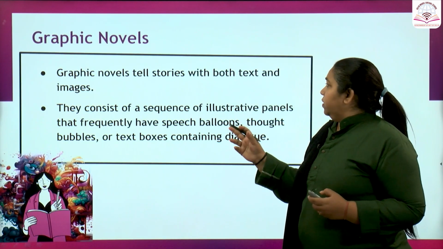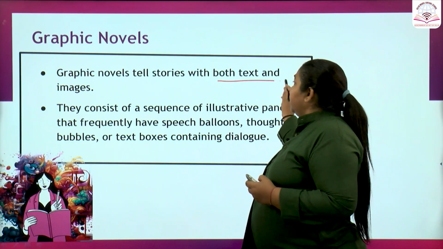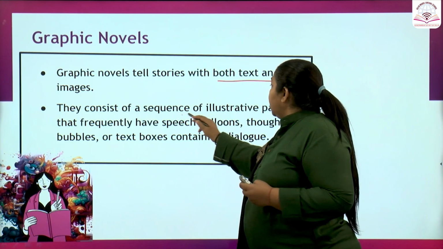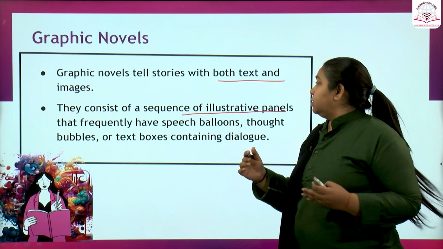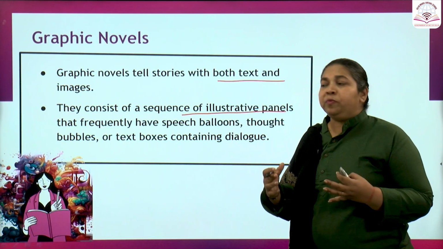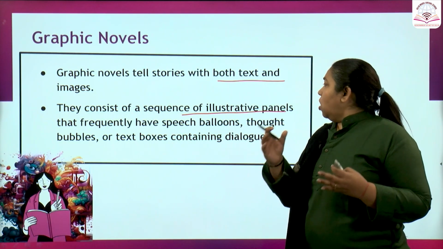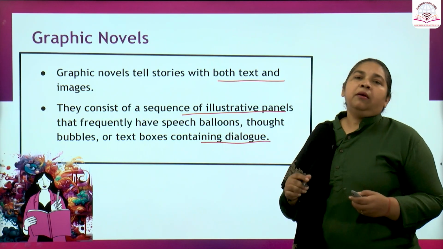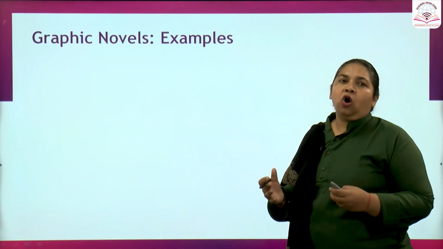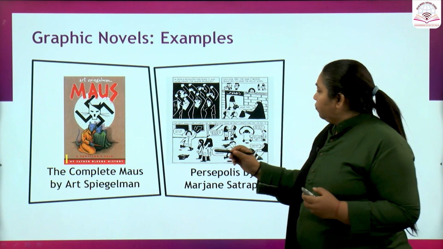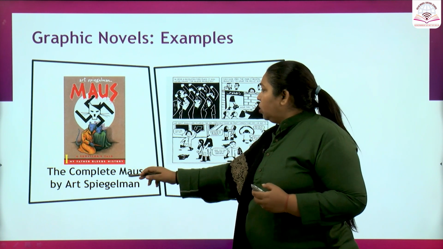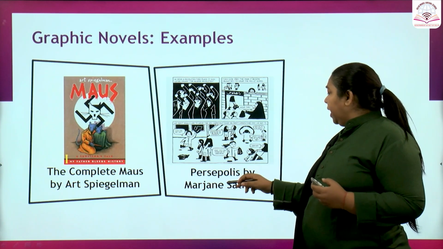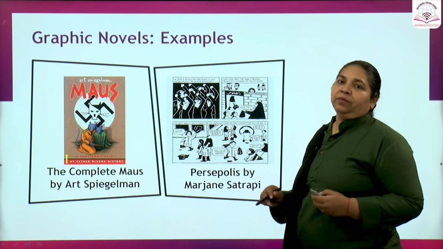Then graphic novels tell us stories with both text and images. They consist of a sequence of illustrative panels that frequently have speech balloons, thought bubbles or text boxes containing dialogue. But they are lesser than the comics. Now let's look at a few examples. The Complete Maus by Art Spiegelman. And then Persepolis by Marjane Satrapi.